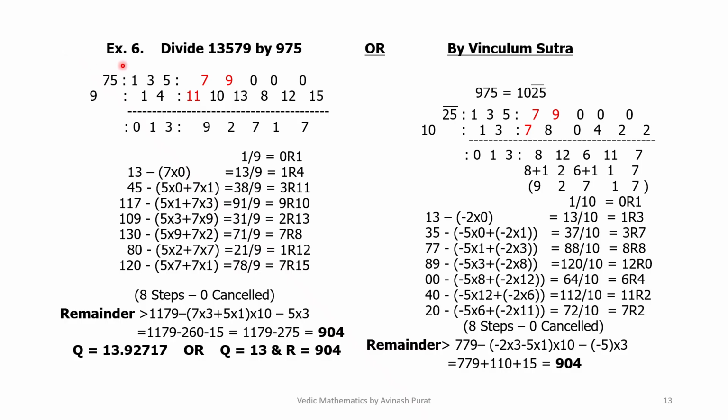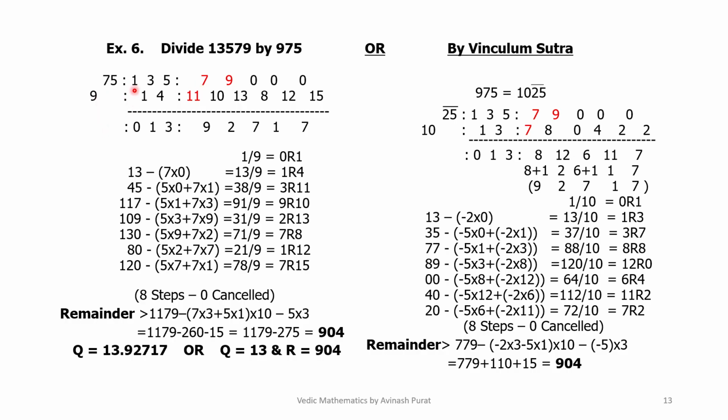Example 6. Divide 13579 by 975. 9 is first divisor written down. Diagonally opposite on upper line is second and third digits of divisor, 75. Now 75 is Dhvajanka having 2 digits. So 79 is taken after the decimal point.